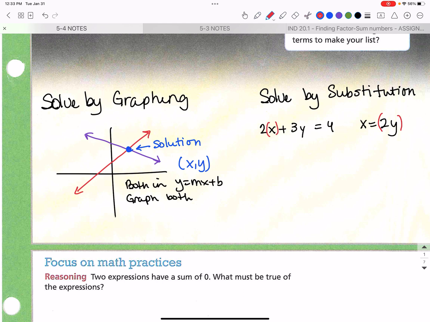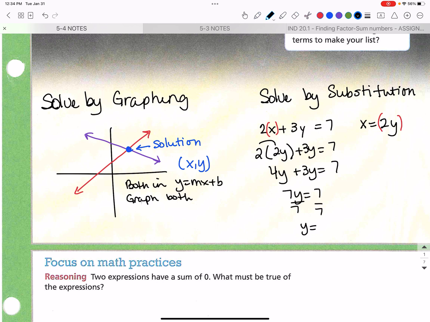So if this is a clue about x, we'd find the x over here, and we would substitute that 2y, so we would say 2 times 2y, plus 3y equals 4, and then we would take 2 times 2y, which is 4y, plus 3y equals 4, and then we would combine like terms. Actually, just to make this come out even, I was making this up on the fly. Let's change that to a 7. There we go. Then we combine this and we get 4y plus 3y is 7y, and then we would divide by 7, and we get y equals 1.